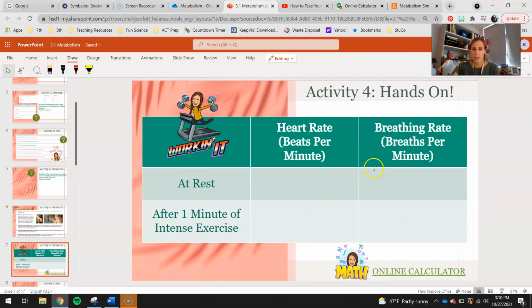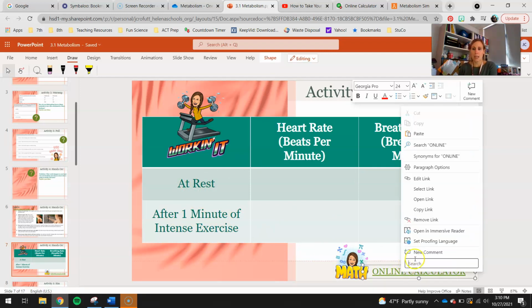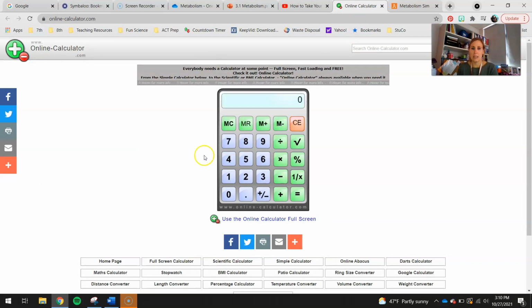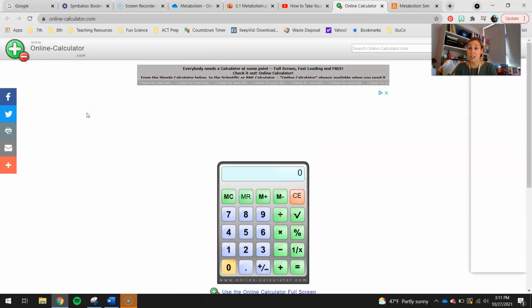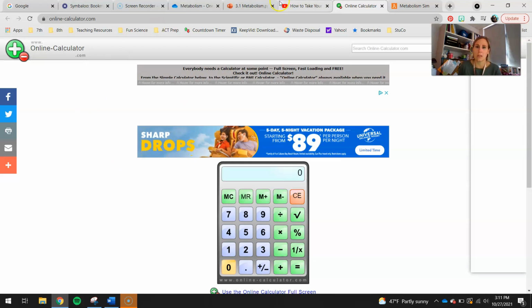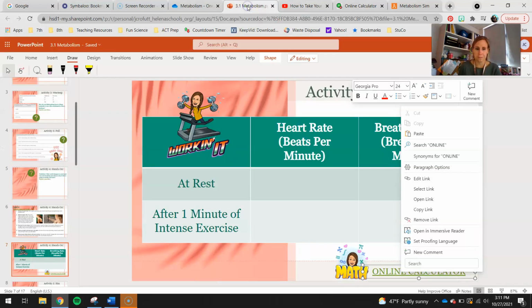So at rest, what's your heart rate and what's your breathing rate? And then after 1 minute of intense exercise, here's your heart rate and your breathing rate. If you do not have a calculator, you can open this link right here. And in order to find your pulse for a minute and your breathing rate for a minute, you can multiply your numbers by 4, assuming you counted over a 15-second time period.